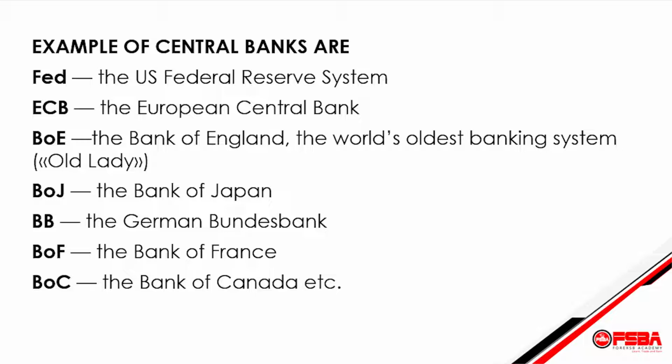We have the BOJ, which is the Bank of Japan. We have the BB, which is the German Bundesbank. We have the BOF, which is the Bank of France. We have the BOC, which is the Bank of Canada. So those are the banks. We also have the commercial banks.